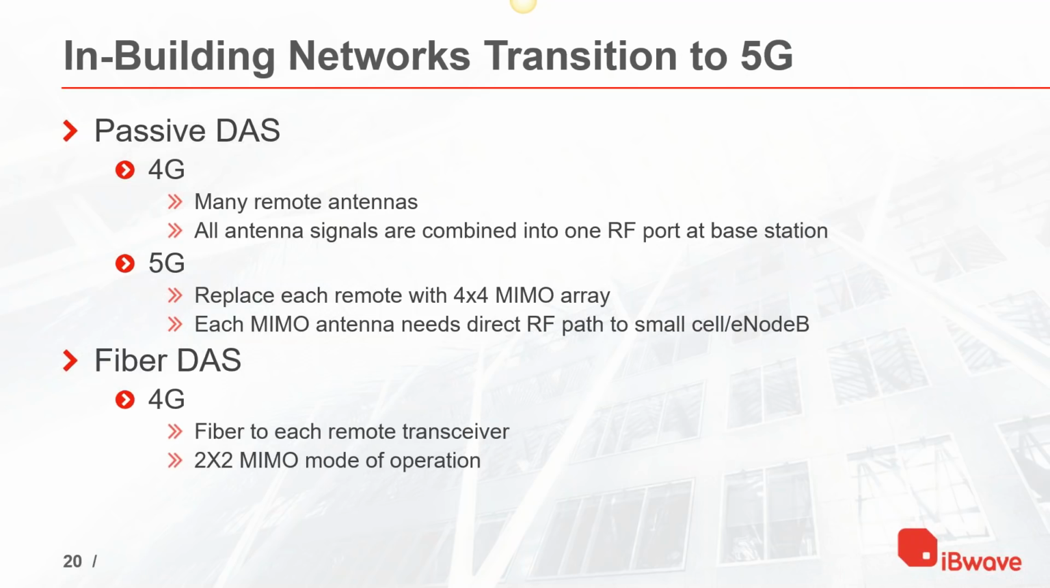So for fiber DAS, we had 2x2 MIMO mode. That was not a problem at all. Remote units were 2x2 MIMO. And now, if you assume that 4x4 MIMO will be the strategy, then those need to be upgraded or replaced with 4x4 MIMO remotes. But you really do not need to touch any cables, because a fiber cable has already been installed for that 2x2 MIMO. So you don't need to do anything with regards to that cable.